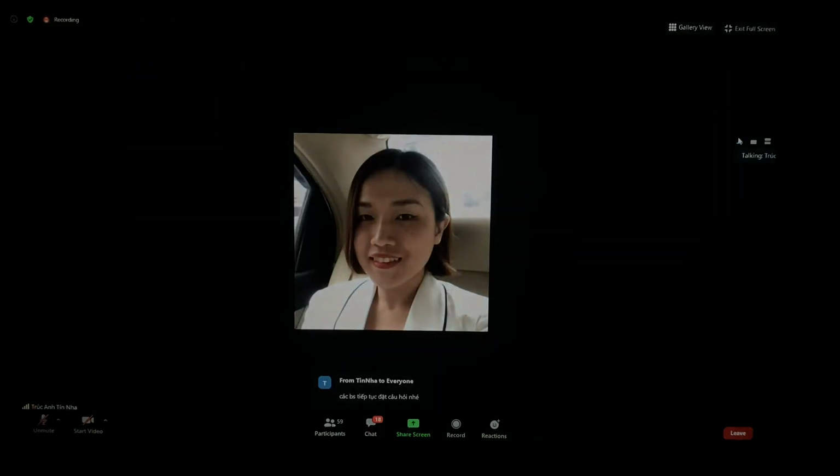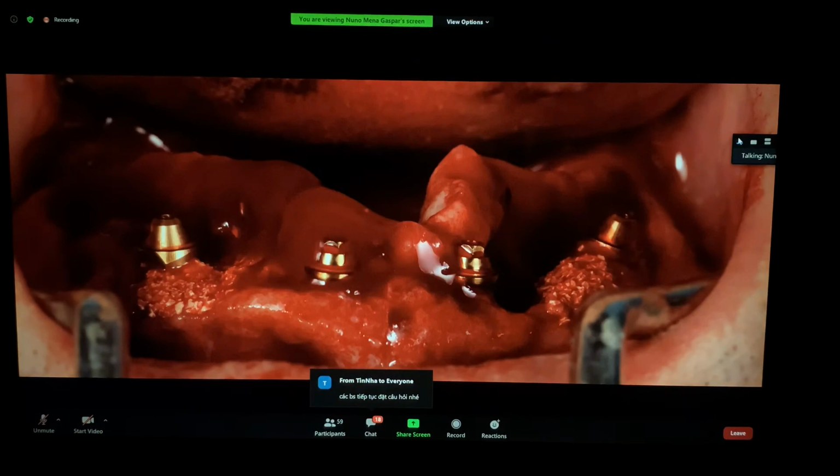Mình có another question là... Okay, can you see the screen? My screen? Yes. Và multi thì đều cùng một cái kết nối ngoài và non engage.